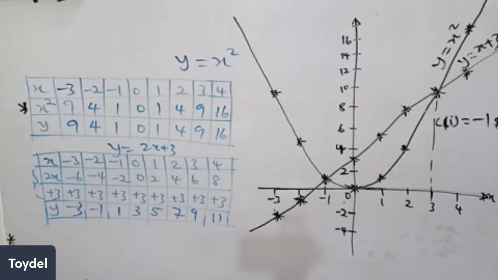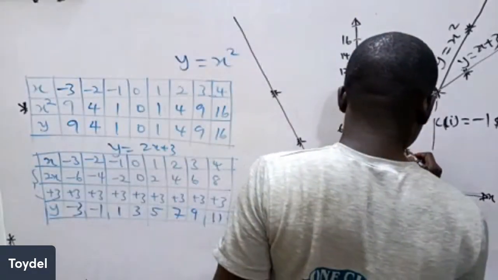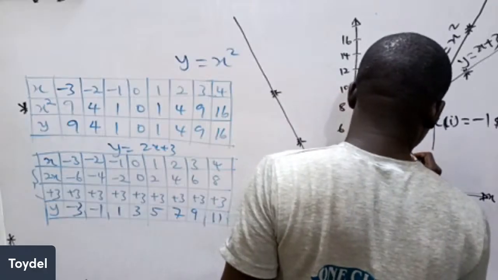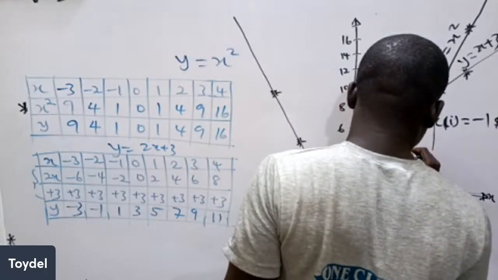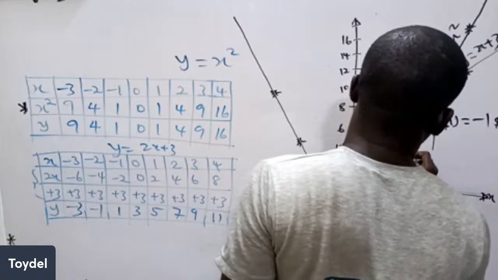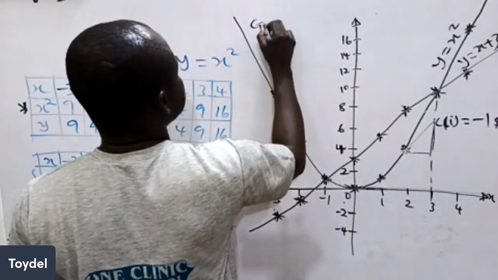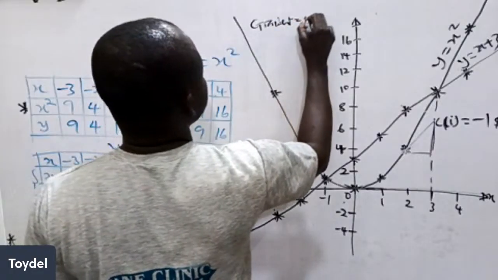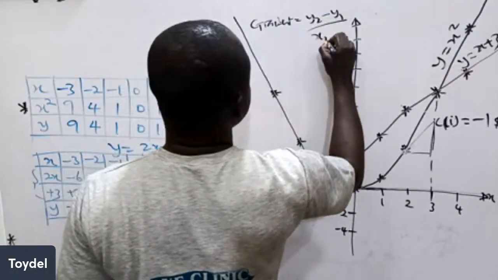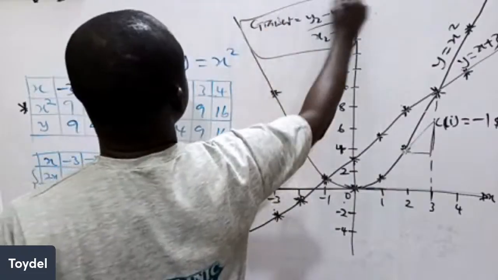So what do we do there? Gradient is slope. At x equal to -2, we look for the values of y2 and y1. So we want to find the gradient. By formula, gradient will be y2 minus y1 all over x2 minus x1. That's what we are going to use.